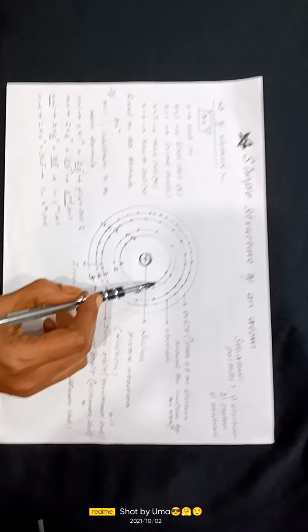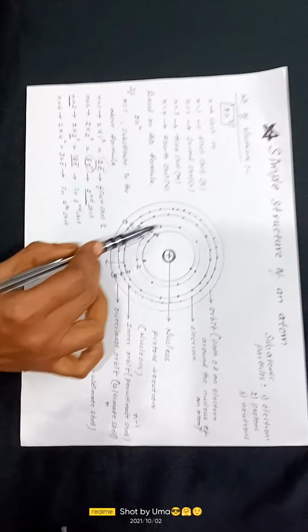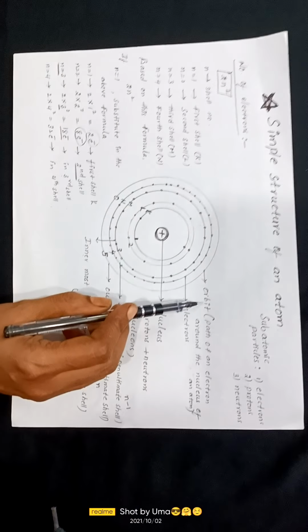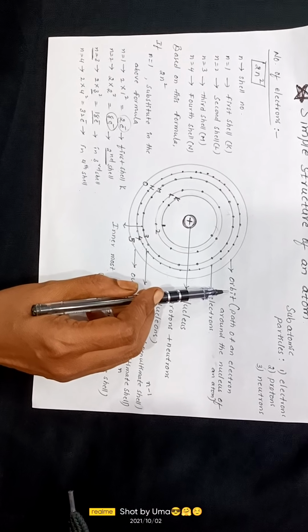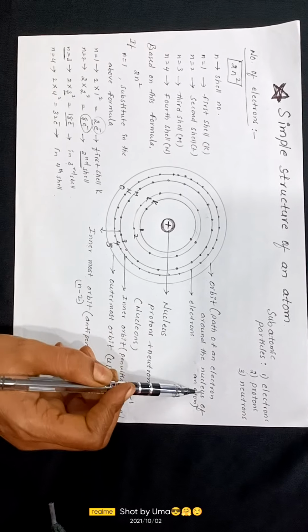Electrons are the negatively charged particles. They rotate around the nucleus in a circular path. That is called an orbit or shell or energy level. So an orbit is nothing but the path of an electron around the nucleus of an atom.